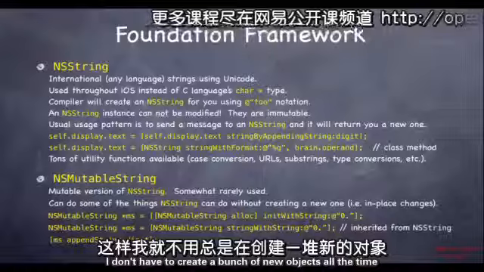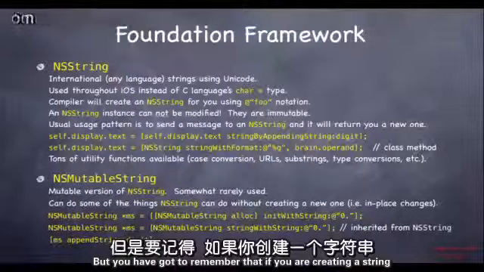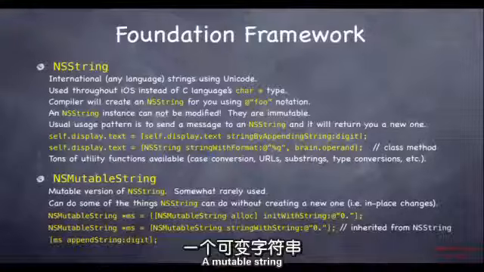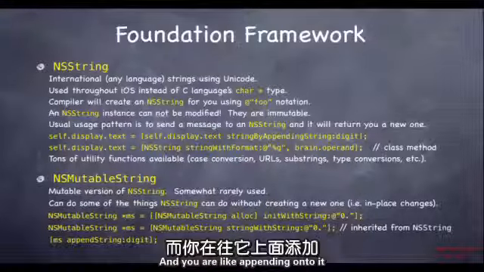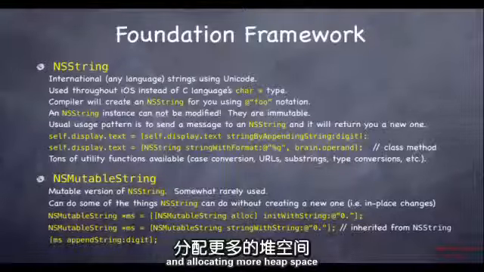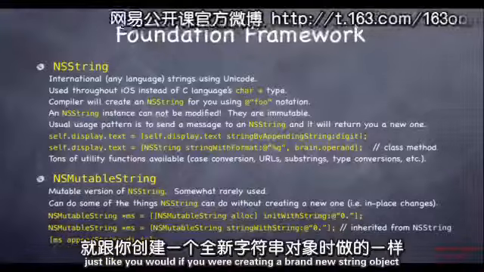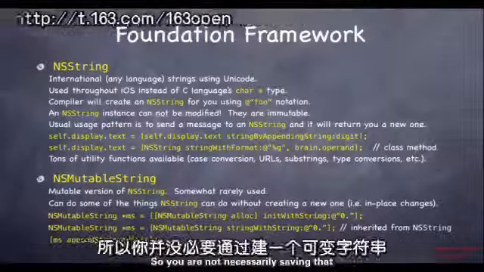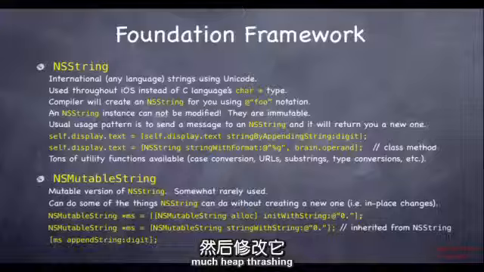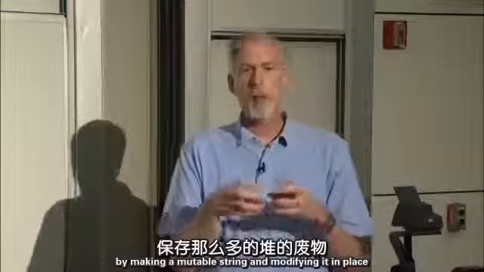I don't have to create a bunch of new objects all the time. But you've got to remember that if you are creating a mutable string and appending onto it, you might well be going back to the heap and allocating more heap space and copying characters over and all that stuff, just like you would if you were creating a brand new string object. So you're not necessarily saving that much heap thrashing by making a mutable string and modifying it in place.